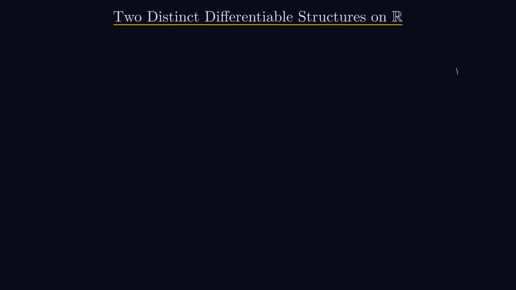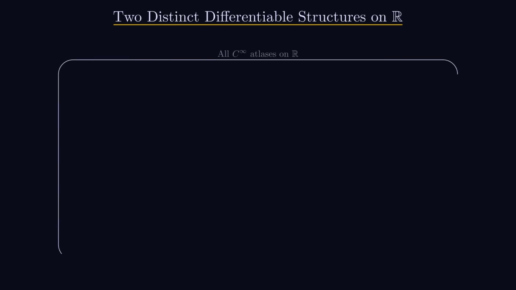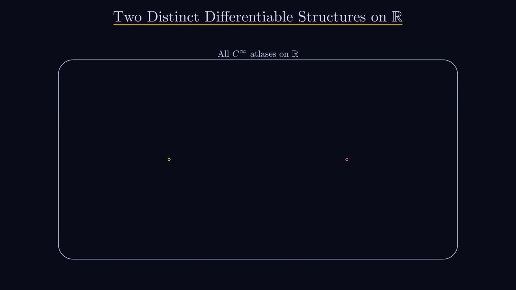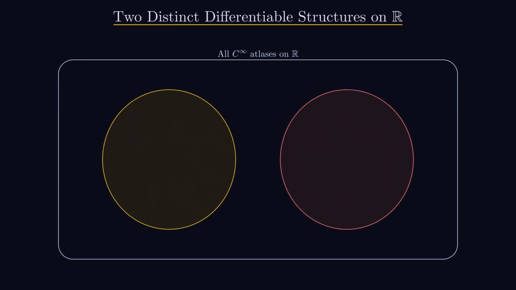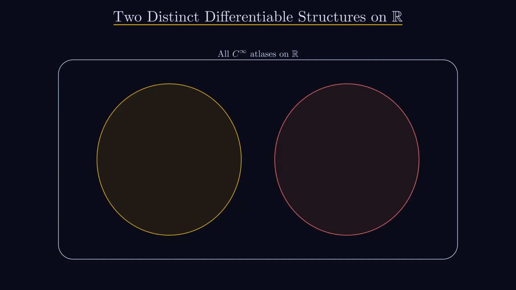Consider the set of all C-infinity atlases on R. Each point inside this boundary represents one such atlas. The atlas equivalence relation partitions this set into disjoint equivalence classes. Two atlases are in the same class if and only if their union is a C-infinity atlas. Two distinct classes appear here. The standard atlas A_id, consisting of the single chart given by the identity map, sits inside the left equivalence class. Many other atlases are equivalent to A_id. Any atlas whose charts are all C-infinity compatible with the identity chart belongs to the same equivalence class.